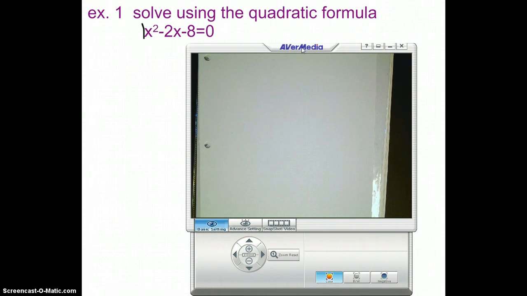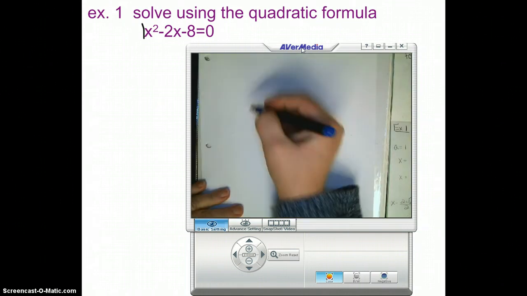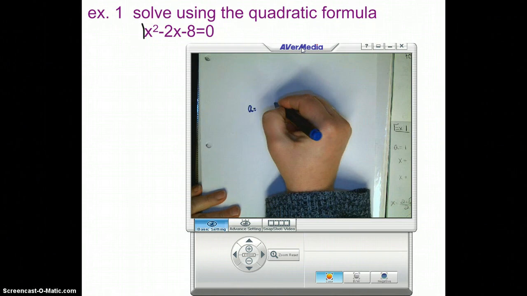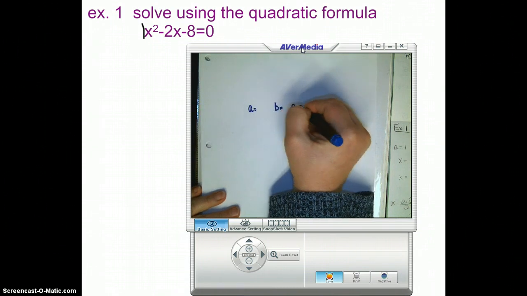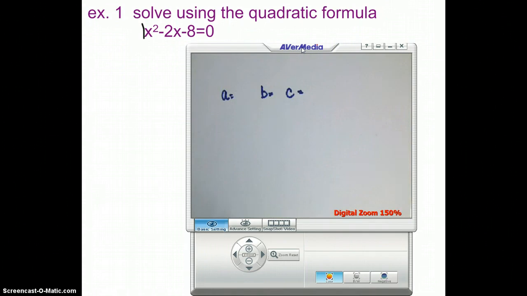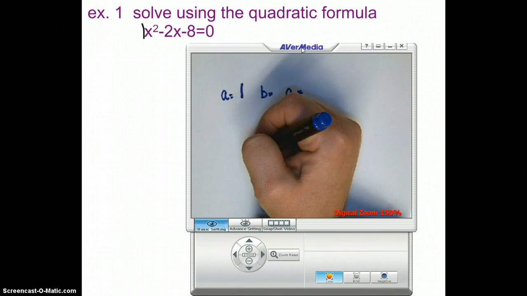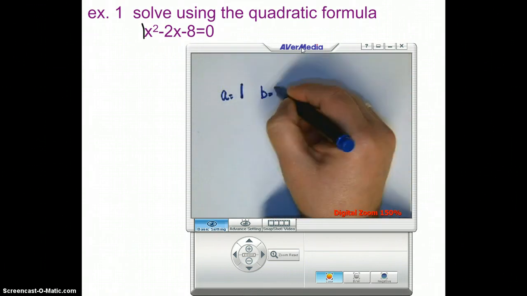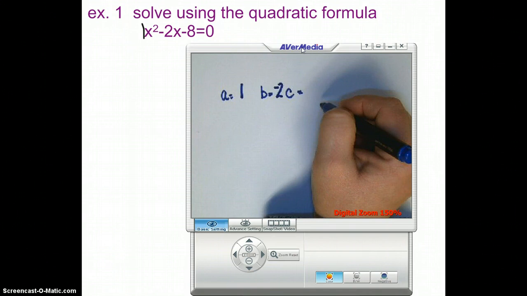So if I were going to solve this, my first job is going to be to identify A, B, and C. That's what I'm going to start with. So I'm looking at A, B, and C. Let me zoom in a little bit here. So in this equation that we have right here, a would be 1 because that's the value that's in front of the x squared. B is going to be negative 2. And C is going to be negative 8.